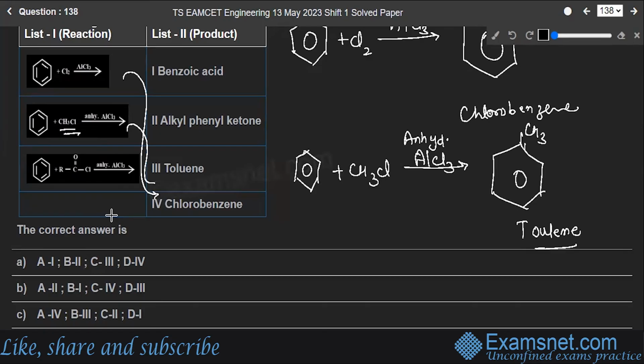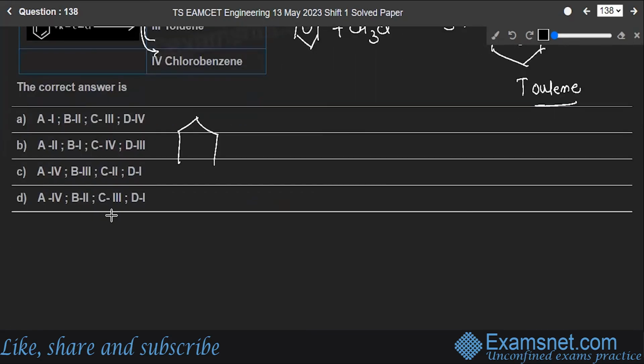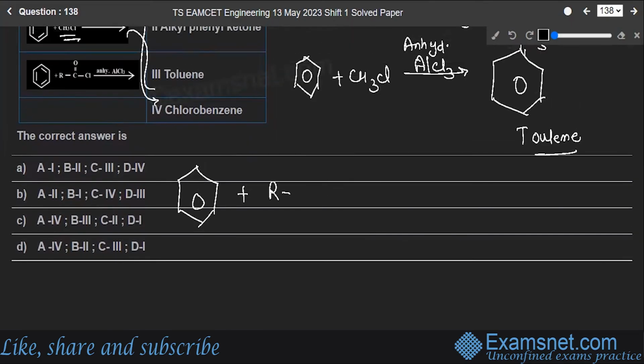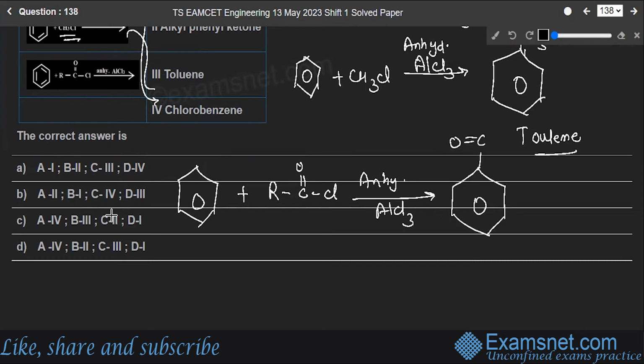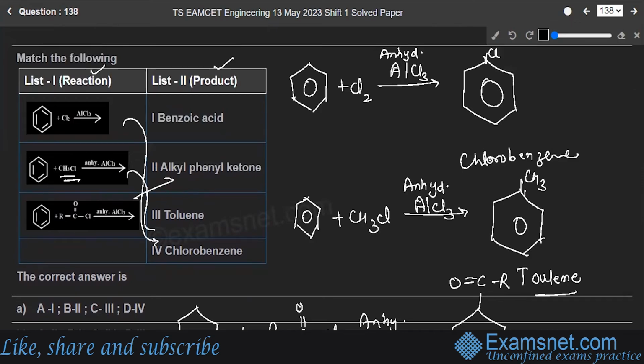Then is the C, which is this. Let's write down. You have C. It reacts with RCOCl, again anhydrous aluminum chloride. It gives you this product, alkyl phenyl ketone. So the C matches with this one. Okay, it matches with the last option.